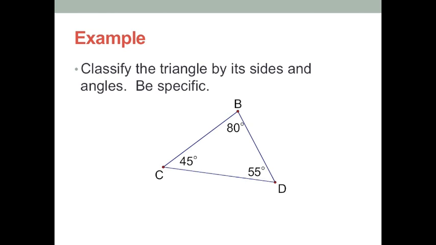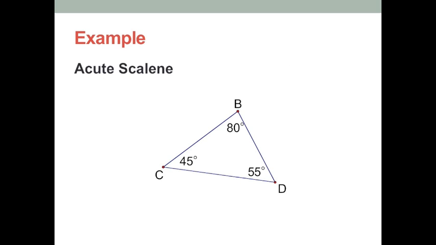For example, classify the triangle by its sides and angles. Be specific. This is an acute scalene triangle. It's acute because all of the angles are less than 90 degrees, but it's also scalene because none of the sides are congruent.